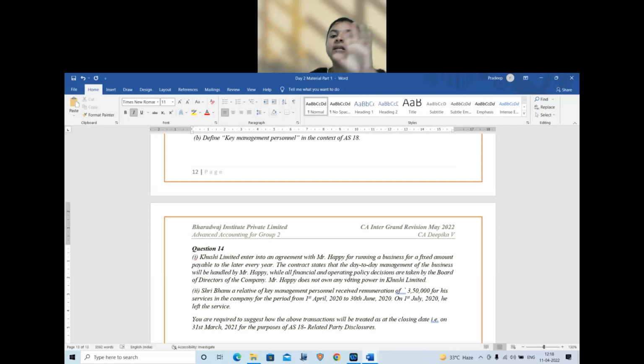Mr. Happy does not have any voting power in Kushi Limited. So no voting power, no decision making. So is he a related party? No, because he does not have the decision making authority, neither does he have the voting power. Mere carrying on of activities or management of business activities does not make him a key managerial person.